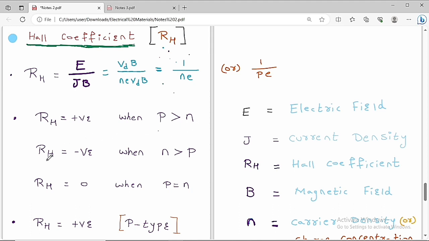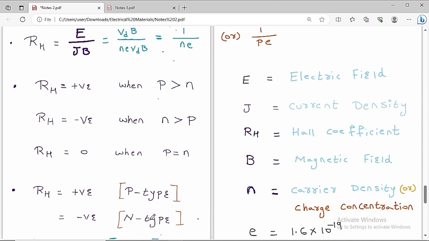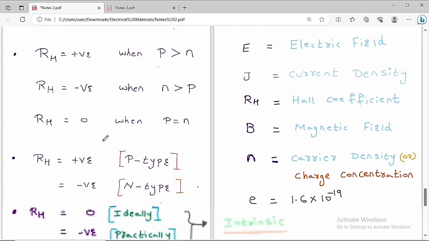And the value of RH is negative whenever the number of electrons is more than the number of holes. Electrons more and holes less is nothing but an N type semiconductor. In an N type semiconductor, electrons are majority carriers and holes are minority carriers. Therefore, the RH value is negative. And RH is equal to 0 when p is equal to n. Whenever the number of holes and electrons are equal, by default the Hall coefficient is equal to 0. This is a very, very important thing here.